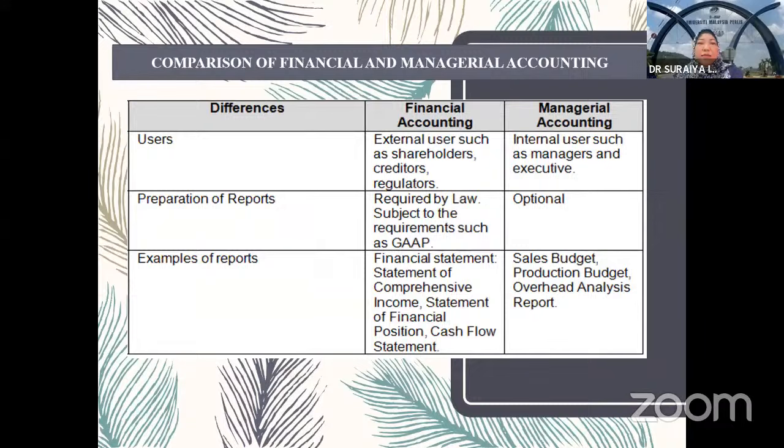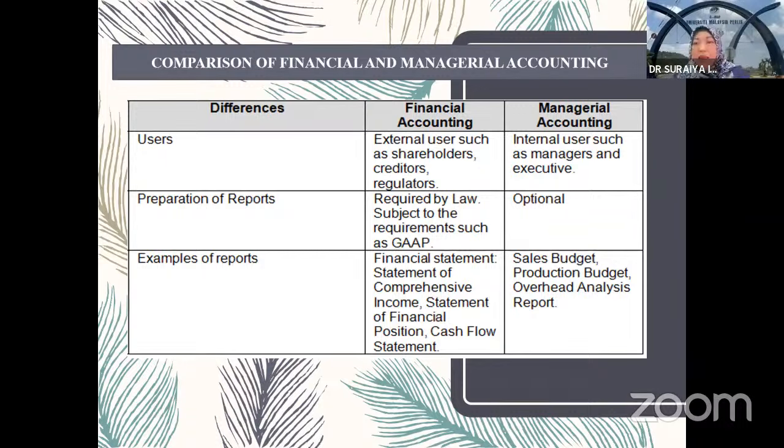Okay, let's look at the uses of financial accounting and managerial accounting. As far as financial accounting is concerned, it has external users such as shareholders, creditors, regulators, investors, and government, maybe. Financial accounting has to provide the financial standing to these various stakeholders, providing financial reporting such as the statement of comprehensive income, statement of financial position, cash flows, and all in the annual report.